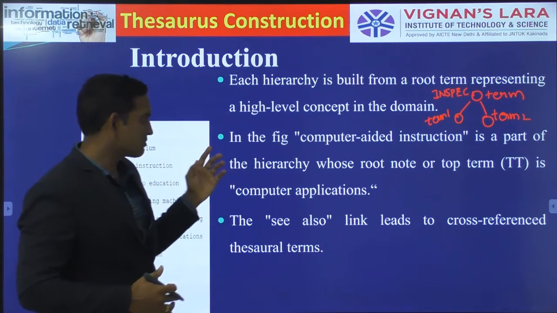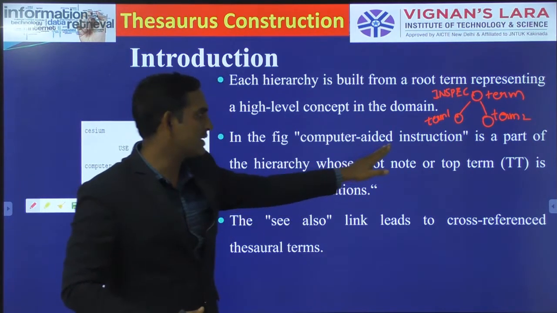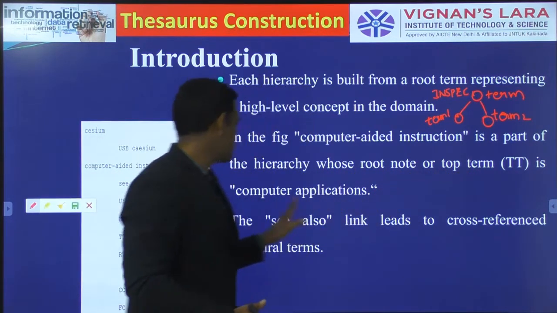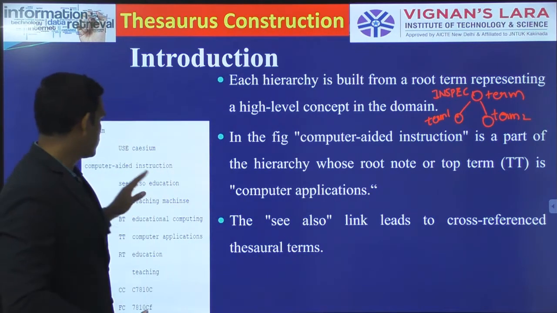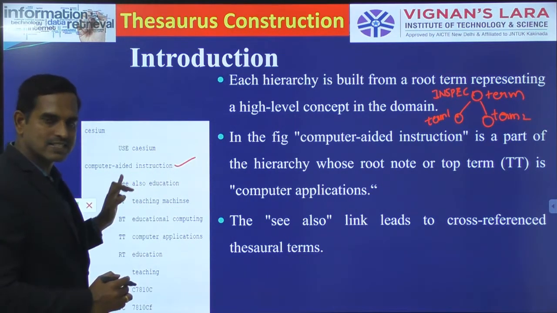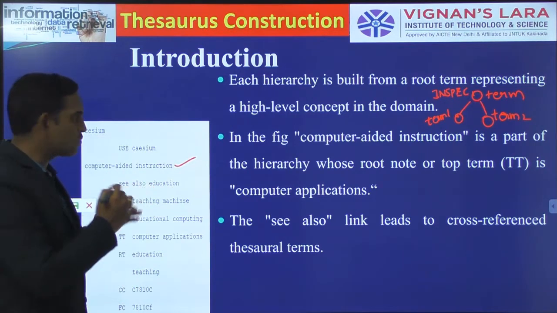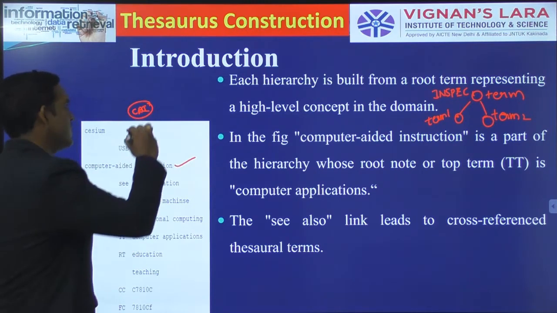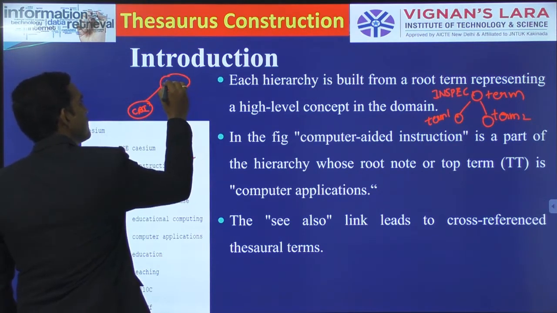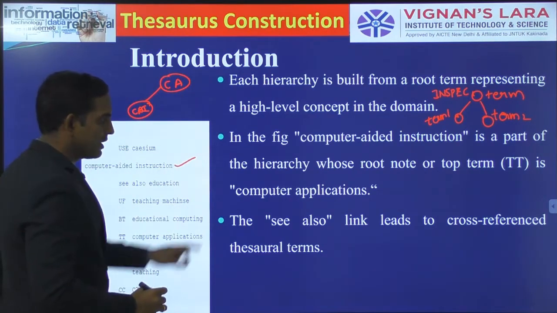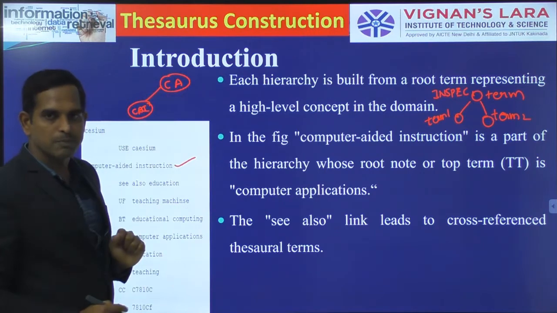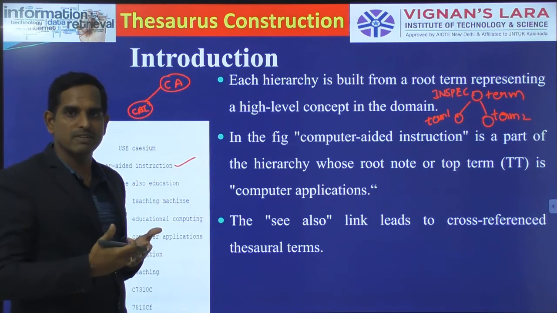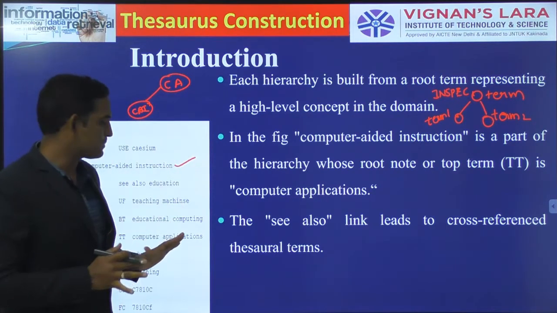Next, in the figure, computer aided instruction is a part of the hierarchy whose root node or top term is computer applications. As you have seen, you have the computer aided instruction word. This is part of the hierarchy of computer applications, so the root node is computer applications. In a similar manner, you can have any levels based upon the concept which you are implementing. They will be organized in this manner.